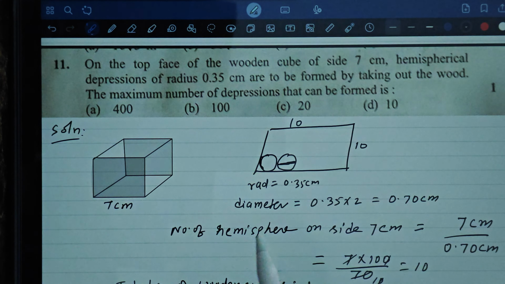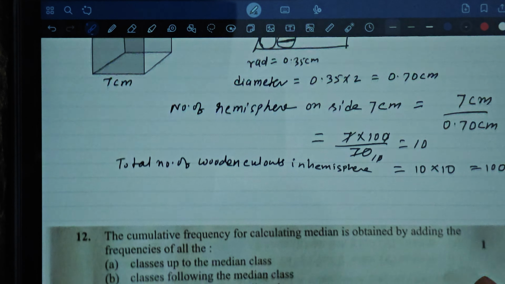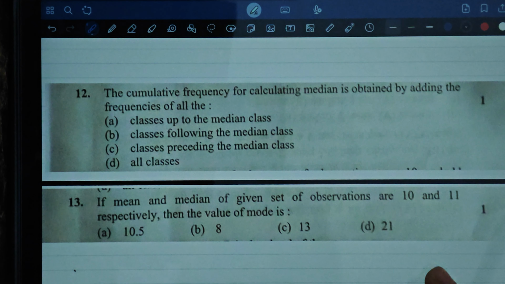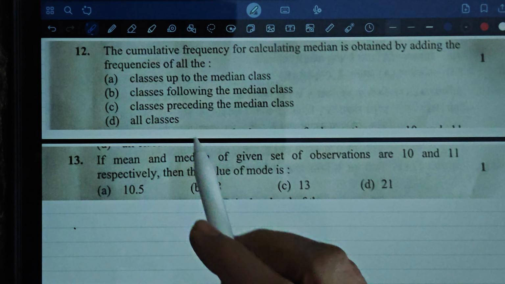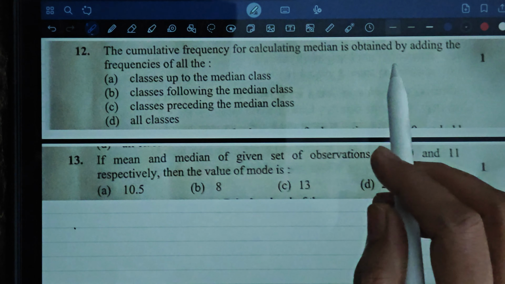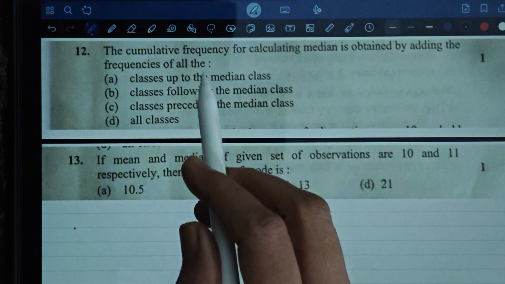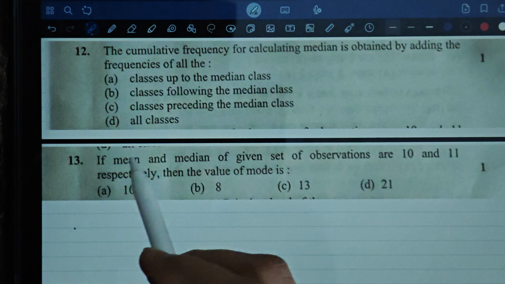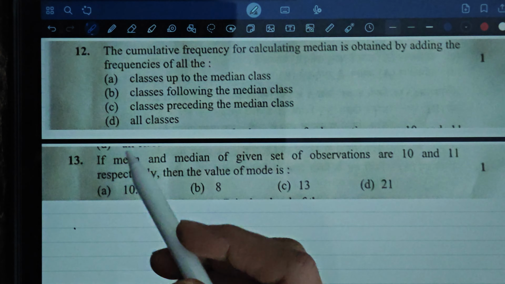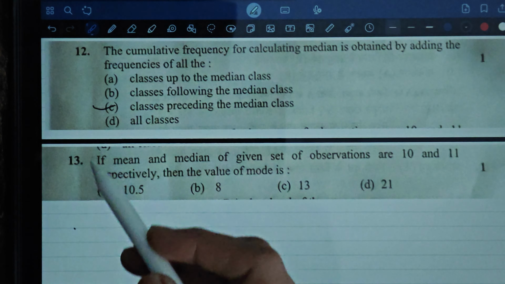Here you don't have to divide the volume and area, okay, you have to think like this. Now come to the 12th question, very easy question. Cumulative frequency for calculating median is obtained by adding the frequencies of all the, by definition, classes preceding the median class, okay. So this is the option.